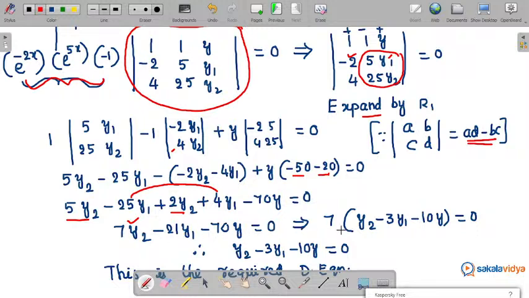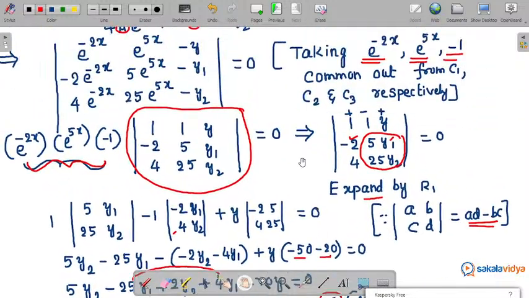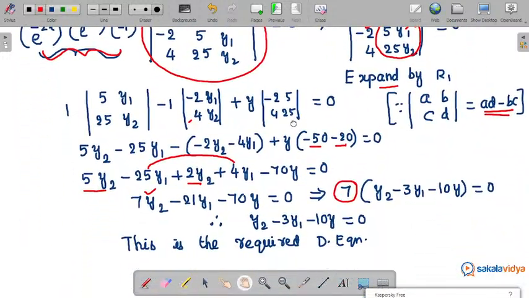From the three terms we can take out 7 common. 7 into y2 minus 3y1 minus 10y is equal to 0. Next, y2 minus 3y1 minus 10y is equal to 0. So this is the required differential equation. I hope this is very clear to you, right? This is our final answer.